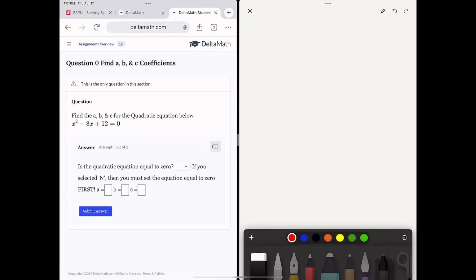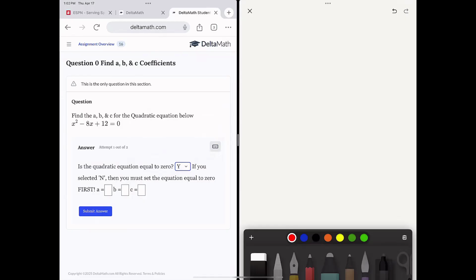So if you look at this, I'm going to write it. The first question you're going to see, they give you a quadratic equation and it's already in standard form. So it's already in standard form. All you have to do now is find out what the A, B, and C are. So it's equal to 0. It's in standard form. We're ready to go. The first question that I want you to answer is, is the quadratic equation equal to 0? And I would say, yes, it is. So once it's equal to 0, now you can do the A, B, and C.